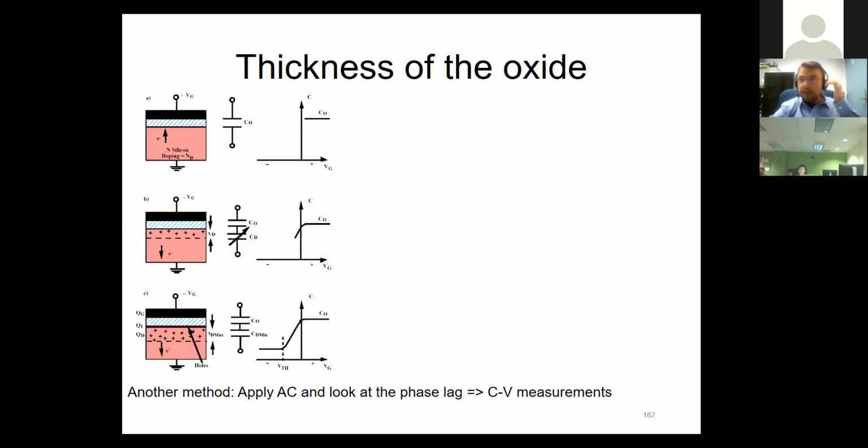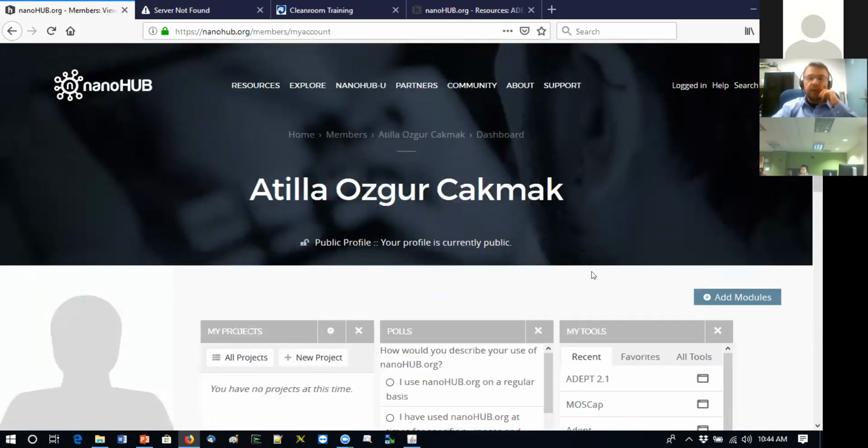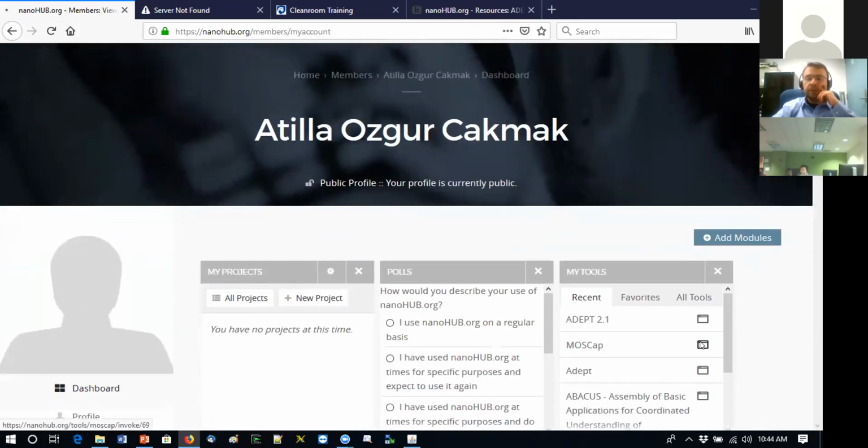But the best way is, of course, characterizing the oxide based on the capacitance measurements, the capacitance-voltage measurements. So we already looked at that yesterday. I'll just very quickly remind you that we used another NanoHub software. This time we used MOSCAP here.